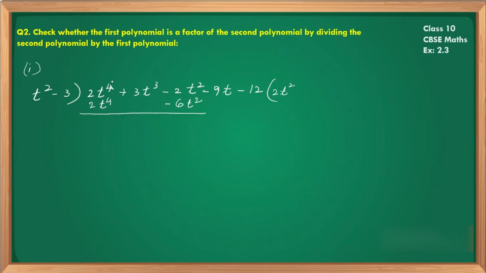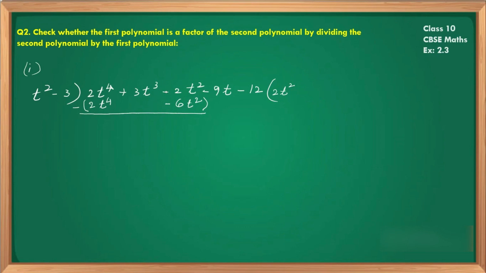Now draw a line. This gets cancelled. You must know why we cancel this, because we are supposed to minus the whole thing from the top one. Therefore, when you minus, the sign before this changes. Now in this case, this becomes minus. In this case, this becomes minus.